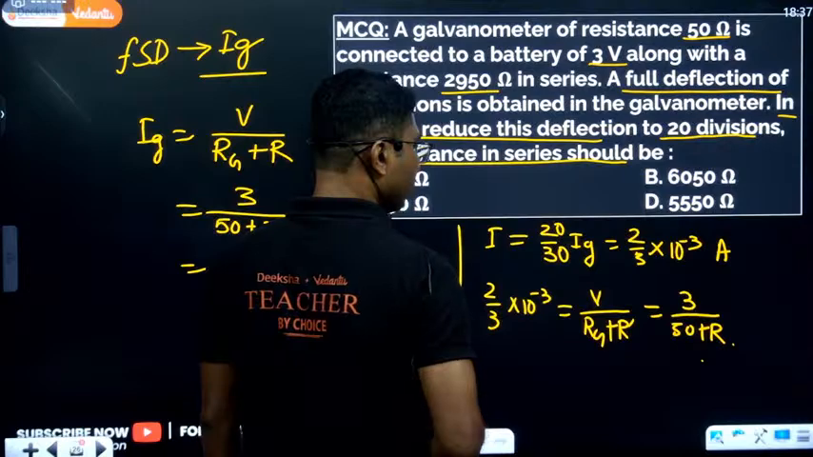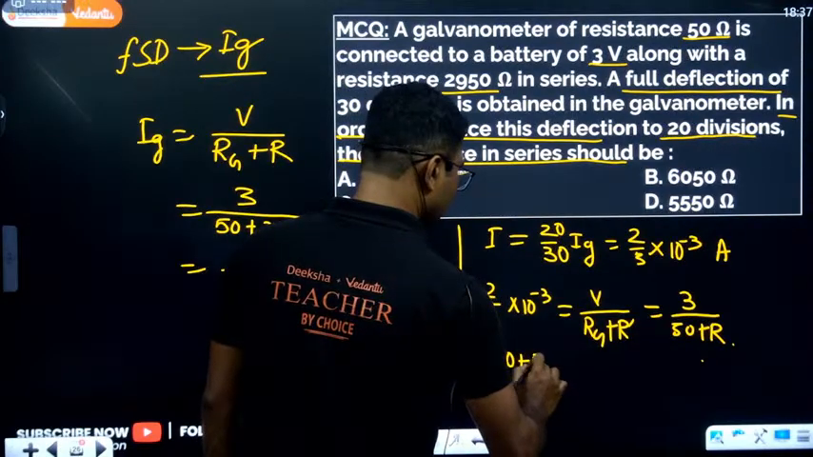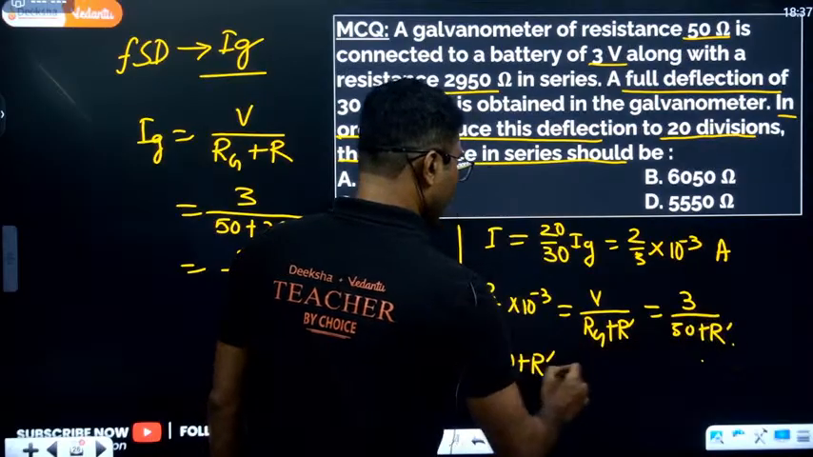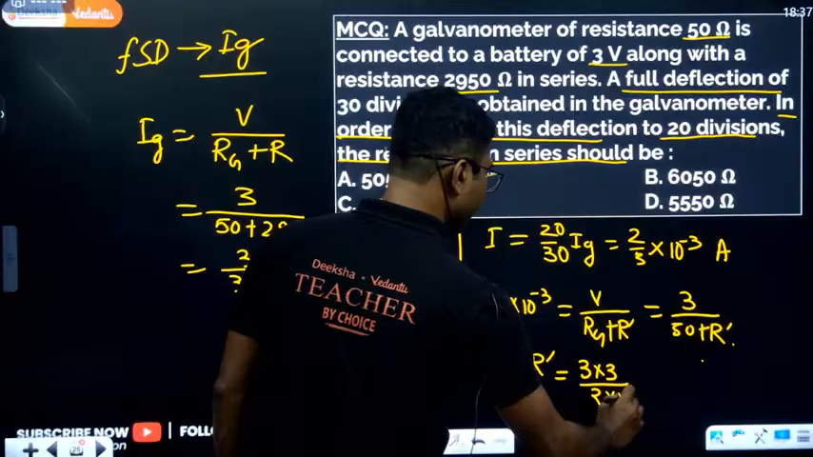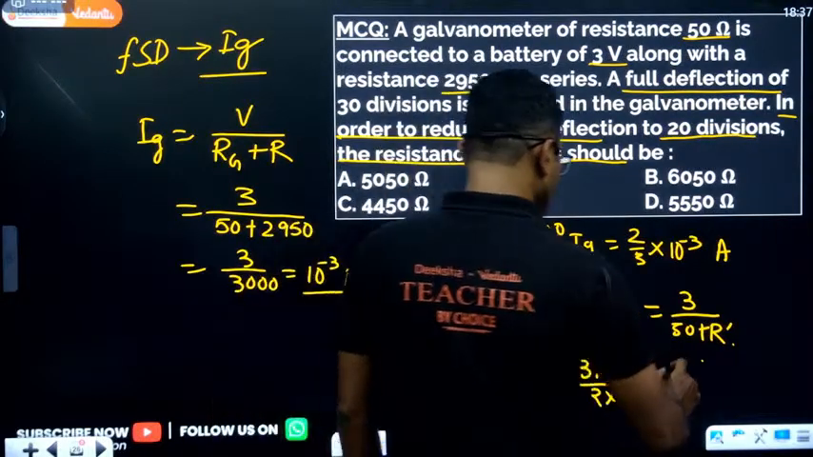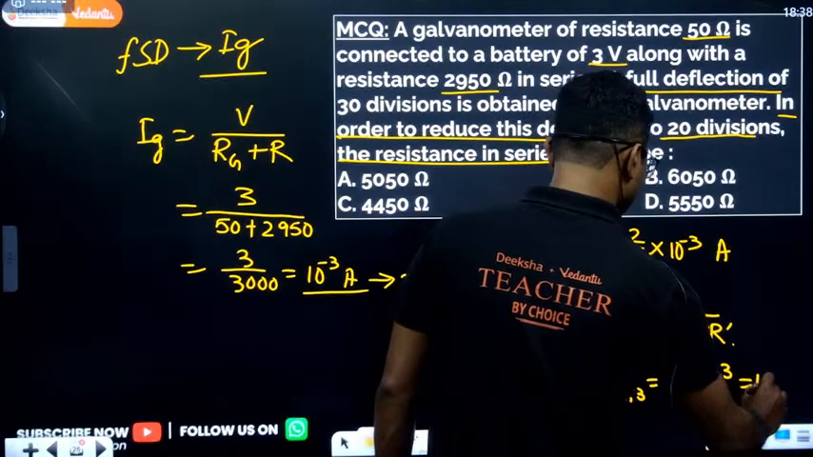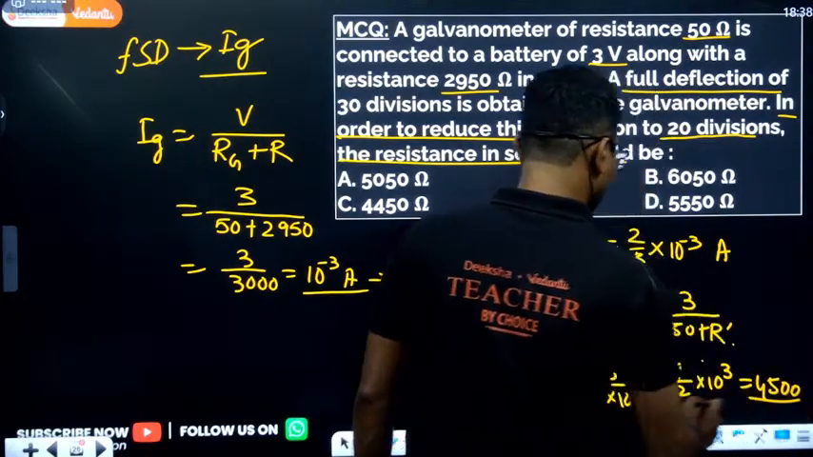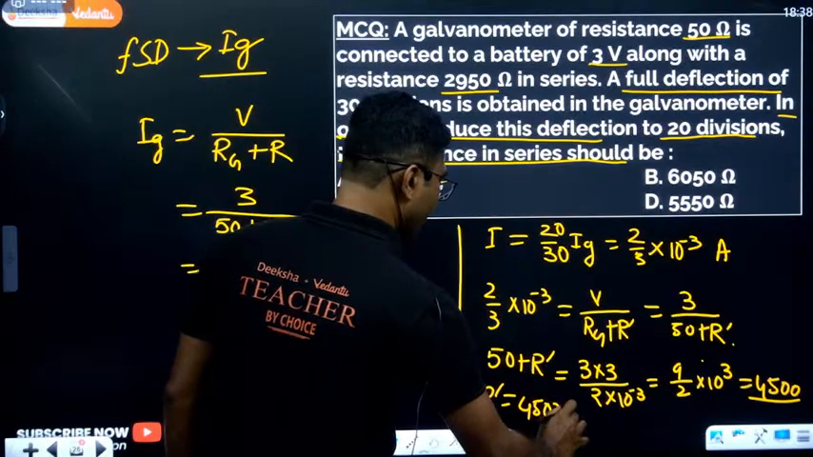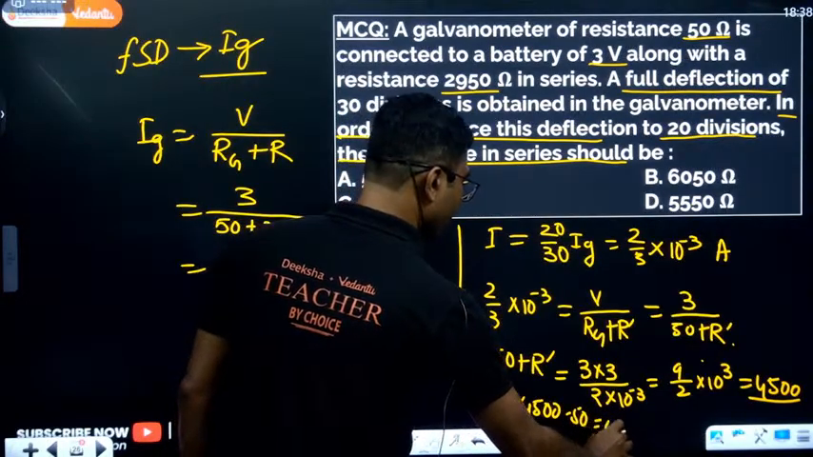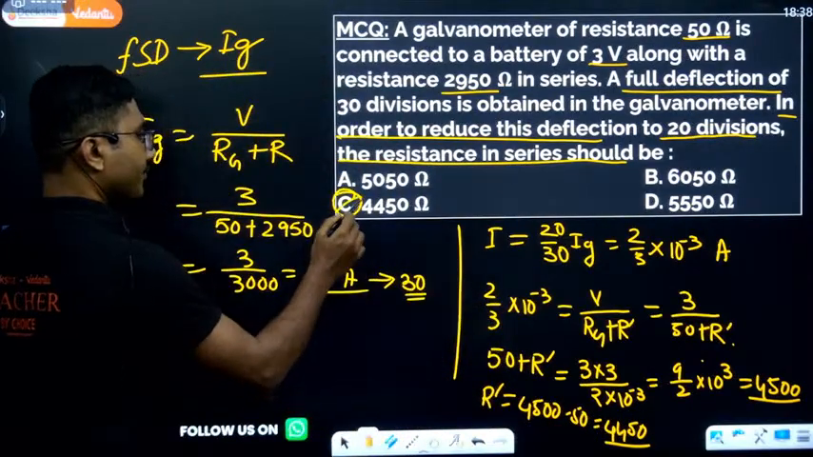Now do the cross multiplication. You get 50 plus R dash equals 3 into 3 divided by 2 into 10 to the power of minus 3. That is 9 by 2 into 10 to the power of 3, that is 4500. So that means R dash will be 4500 minus 50, that is 4450. So the answer will be 4450.